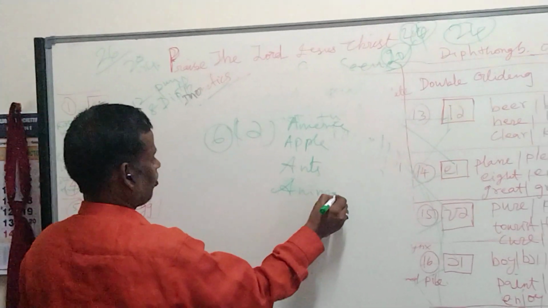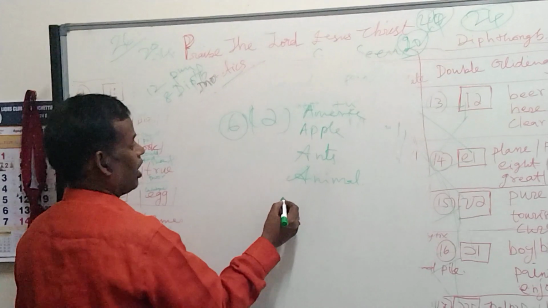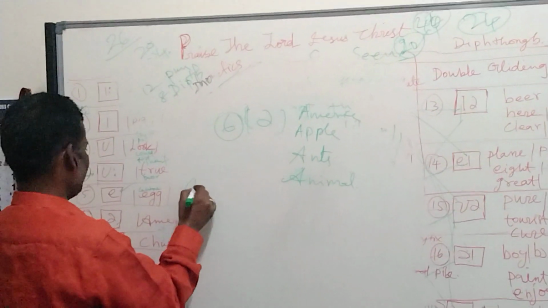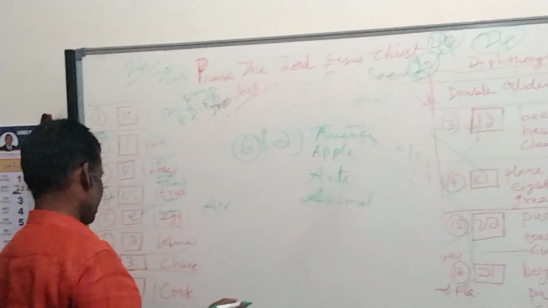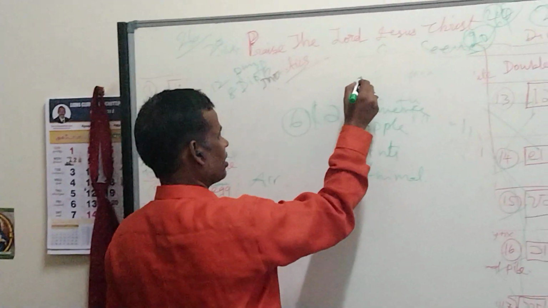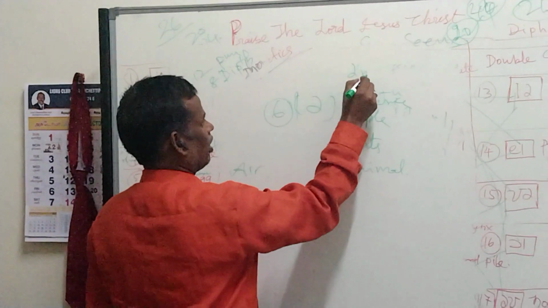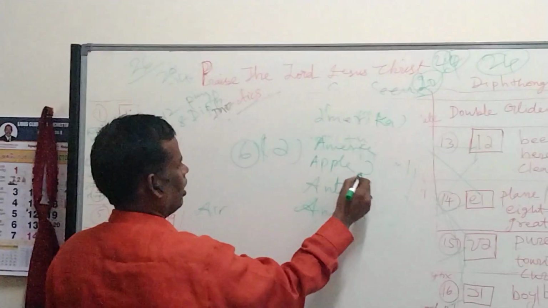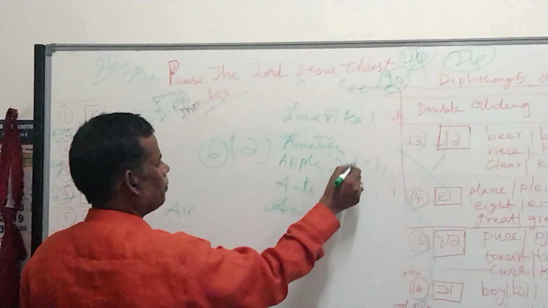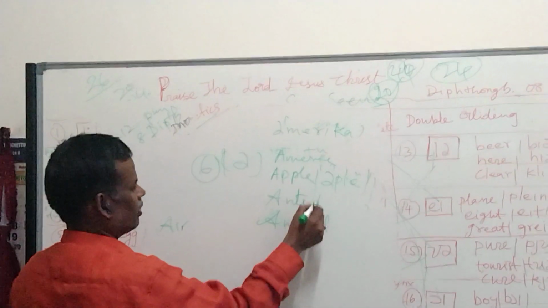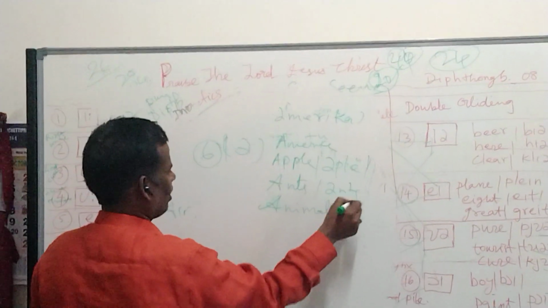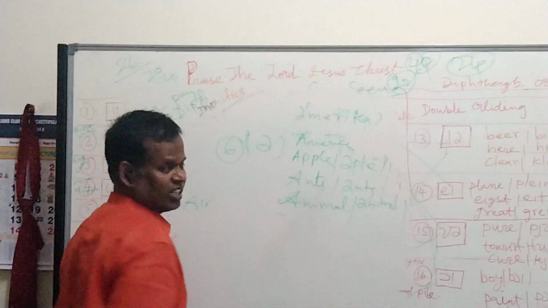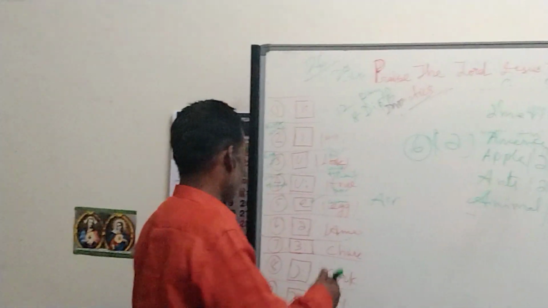Animal, America, apple, okay, and ants, animal. Like this we have to have knowledge of these.